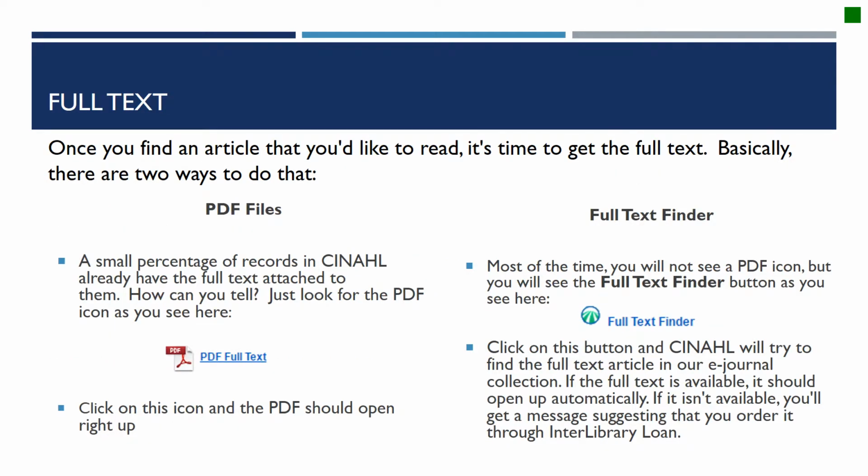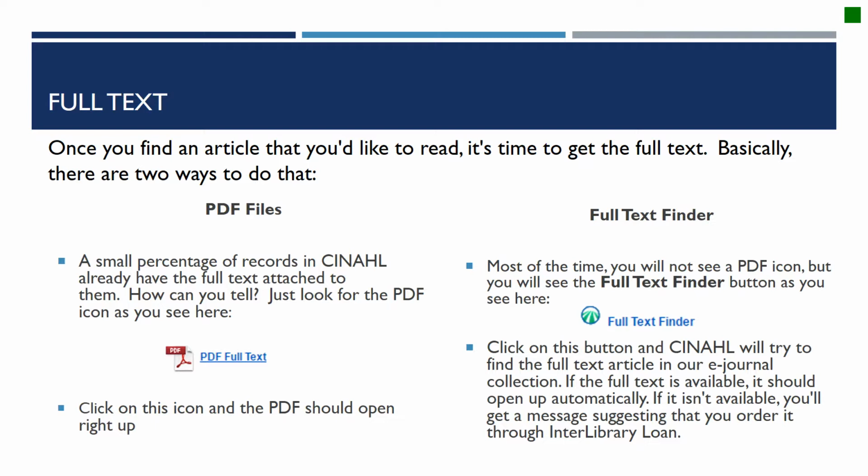Once you find an article that you would like to read, it's time to get the full text. Basically, there's 2 ways to do this. There's PDF files. A small percentage of records in CINAHL already have the full text attached to them. Here's how you can tell. Just look for the PDF icon that you see here. Click on this icon and the PDF should open right up.